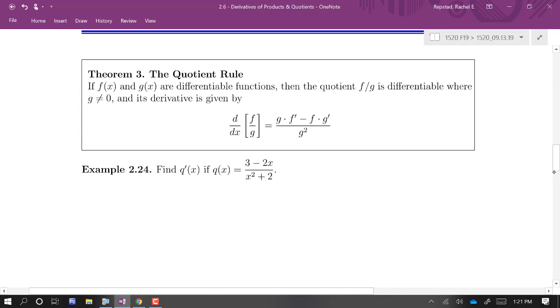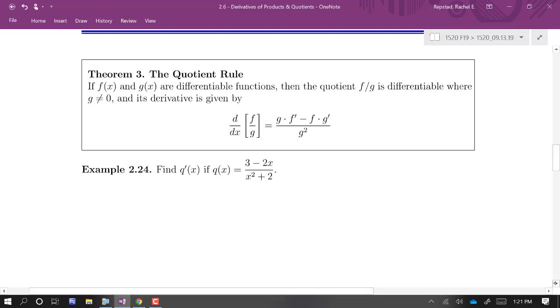g f prime and f g prime. We're dividing it by g squared in the bottom, but we're subtracting up here. So subtraction is not commutative, so it actually matters. So the reason I always write g f prime first, even with the product rule, is because I'm just in that habit, and then I know I'm not going to mess it up here. If you did mess it up, you'd just be off by a sign, right? When you reverse the order of subtraction of something, it just changes its sign.